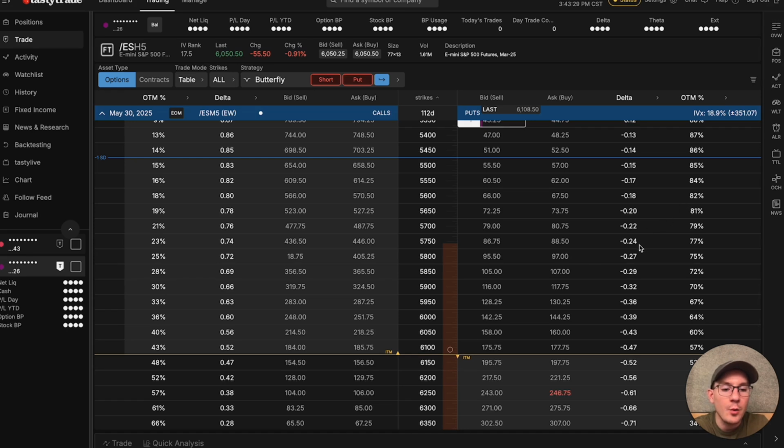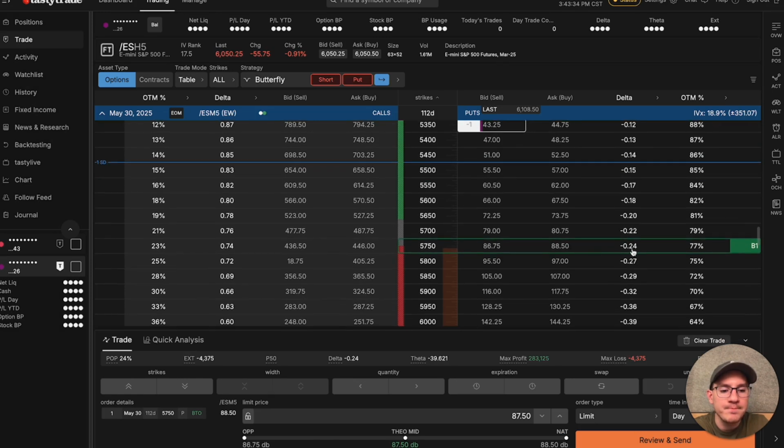Okay, so I'm going to buy the one that's closest to 25, which happens to be this 24. So I'm going to buy that one. Now I'm going to find the next one closest to 23, which happens to be 22. I'm going to sell this one. So buy, sell, 25 delta, 23 delta are the closest to it.